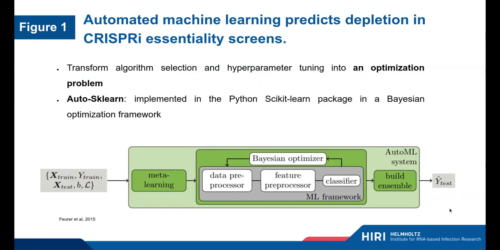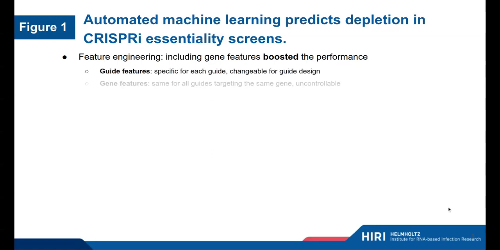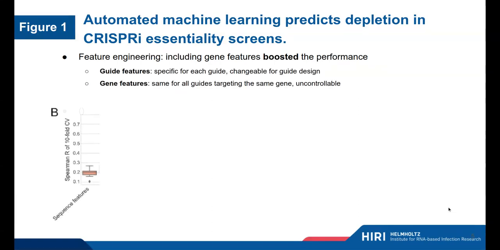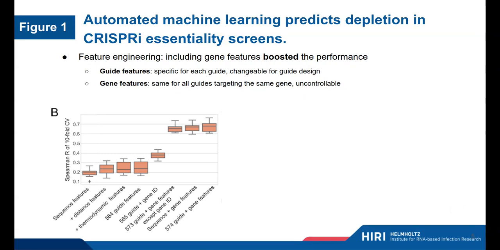With the help of AutoSklearn, we developed models with different feature sets and evaluated the models with the Spearman correlation between the prediction and depletion scores using tenfold cross-validation, which is also applied in the following tests. Of the total 574 features, there are mainly two groups, guide features and gene features. Models trained with guide features, such as sequence features, distance features, and thermodynamic features, performed poorly. Including gene features such as gene ID, expression level, and transcription unit information boosted the model performance to a Spearman correlation around 0.68.